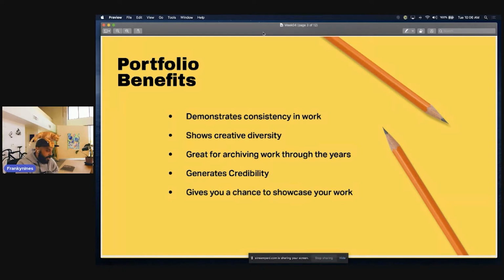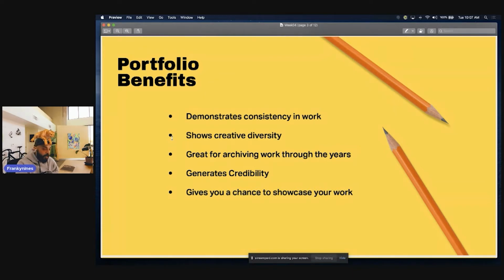Also, you can use it to showcase your creative diversity. How expandable are you as an artist? How many mediums can you work in? How many different styles can you work in? How many different technical applications can you work in?